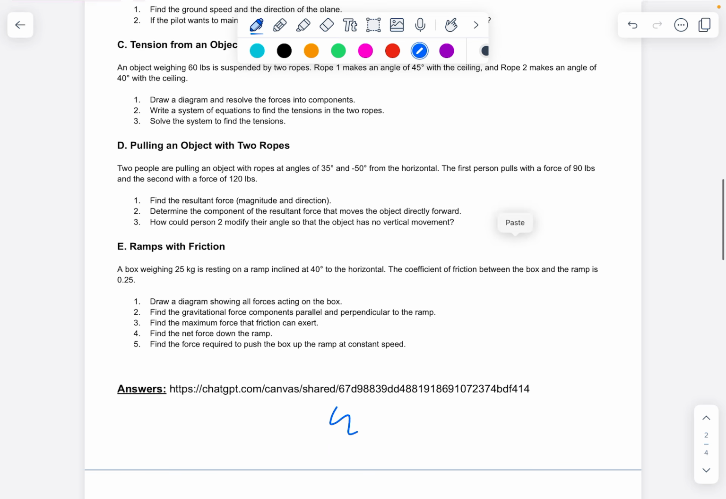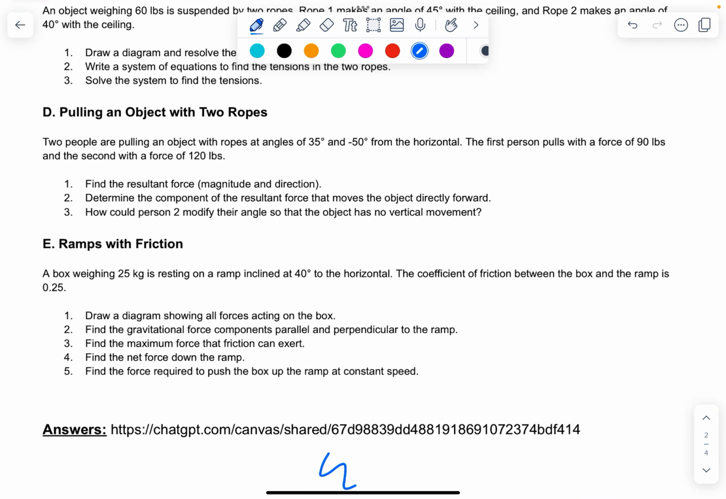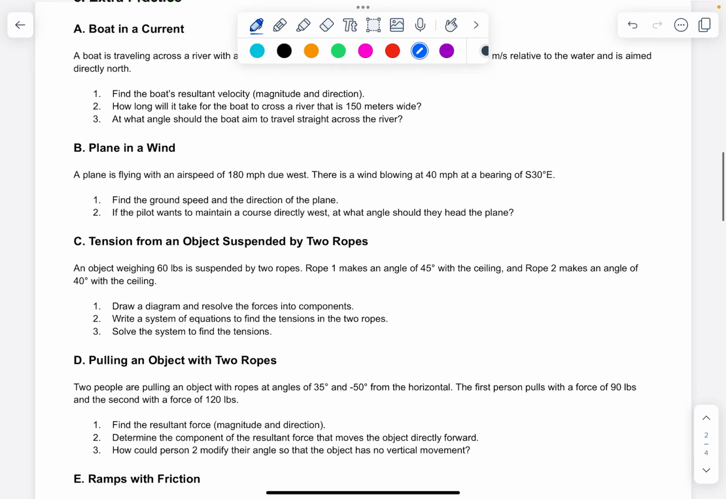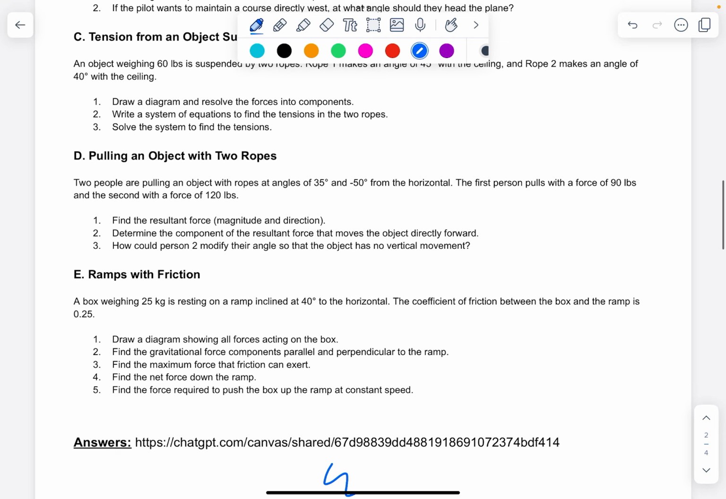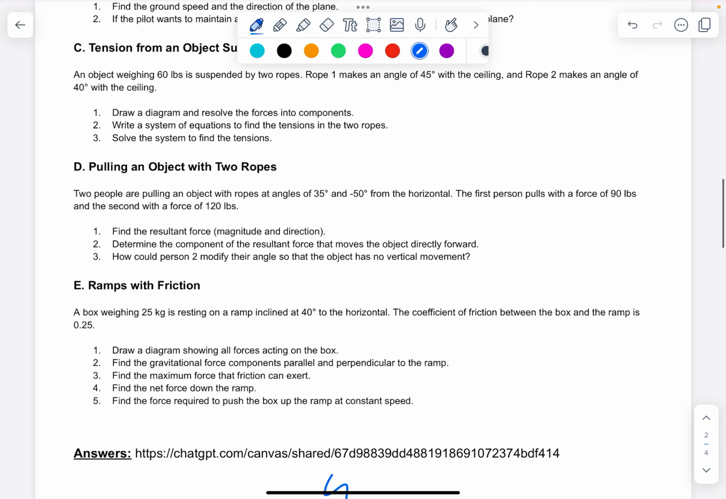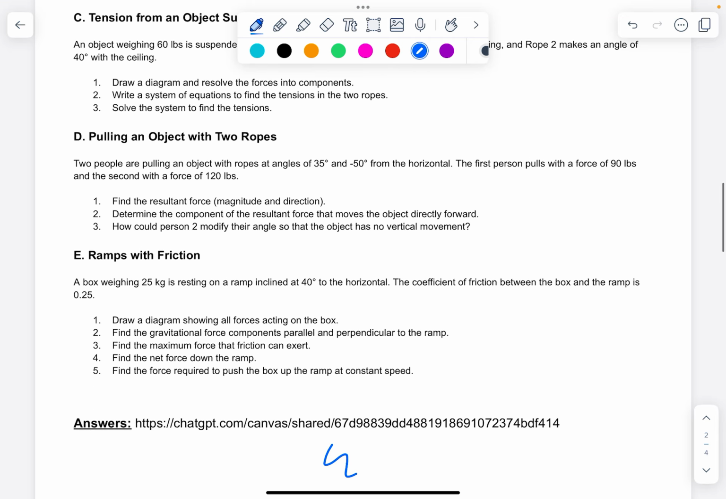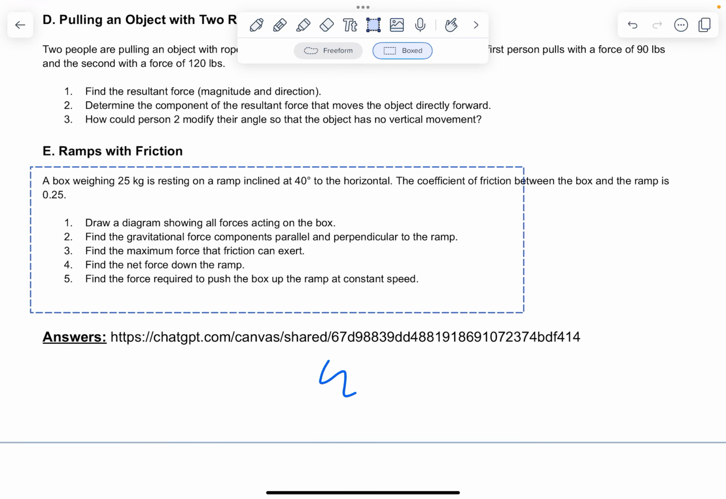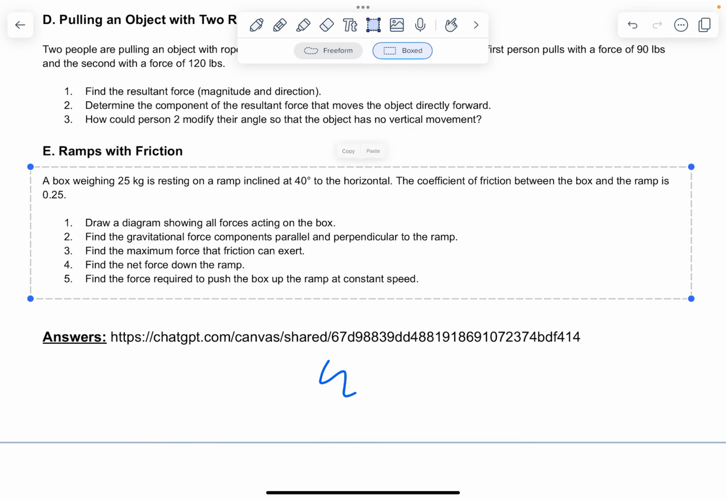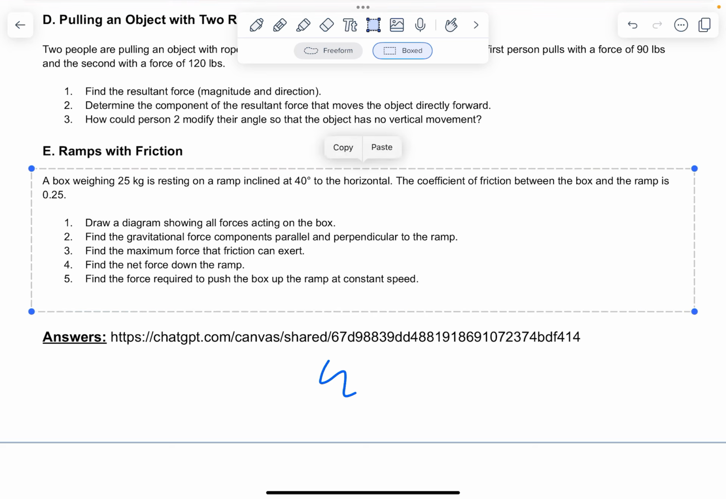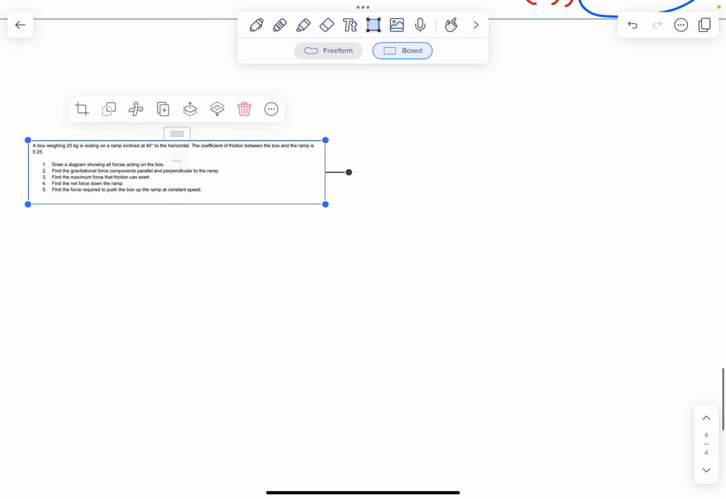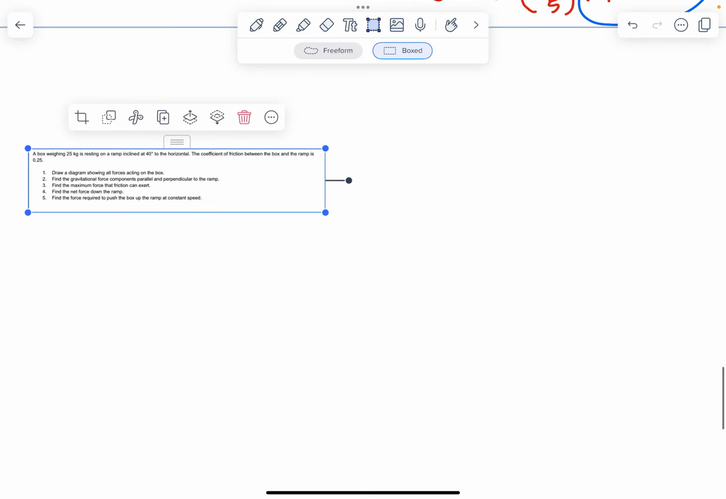Let's see, pulling an object with 2 ropes. It's kind of easy. Boat in a current, plane in the wind, ramps with friction. All right, let's look at a ramp with friction problem. The friction's a little, I don't know, a little more to think about. It pushes the physics more than the other stuff, but still, this is how we can approach these kind of problems without being too concerned.